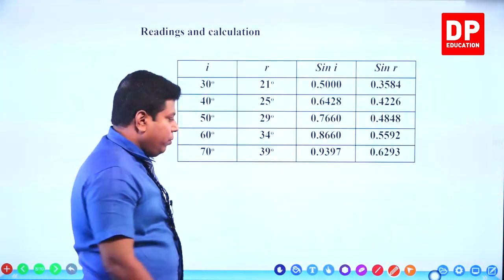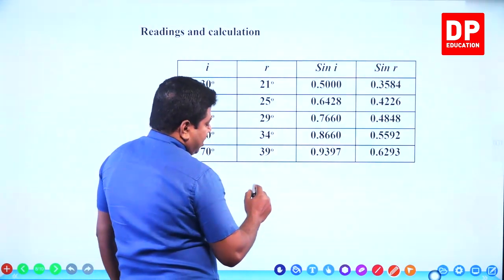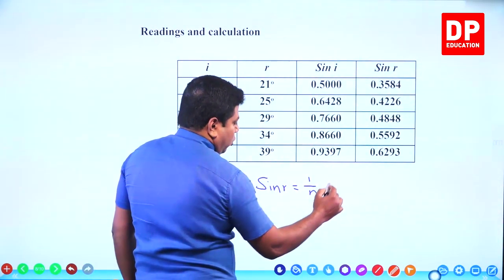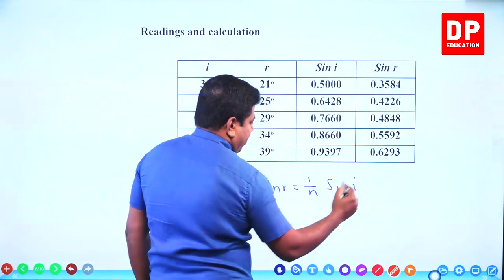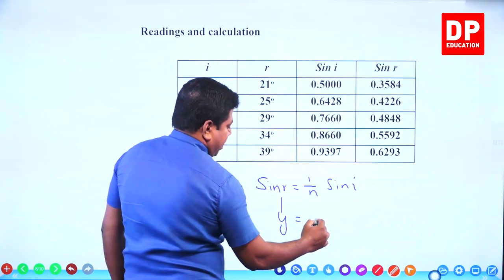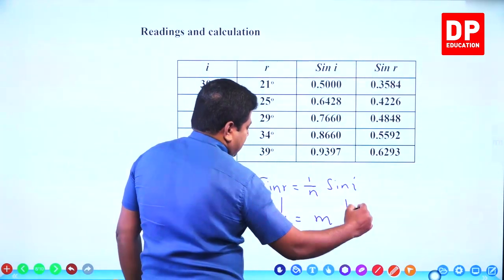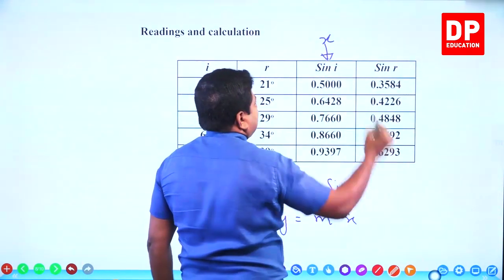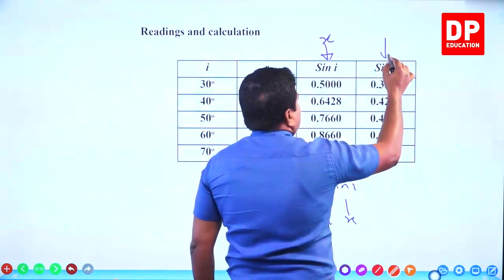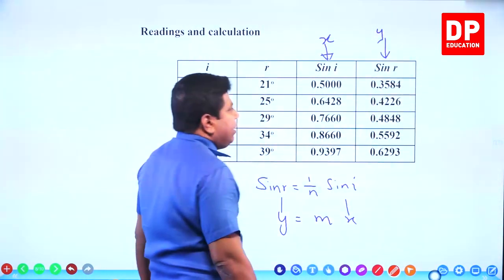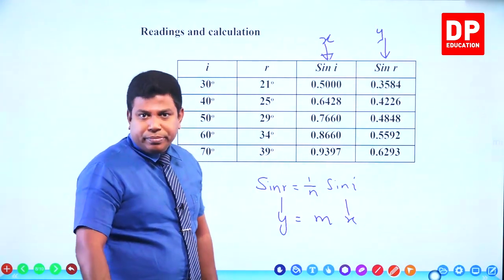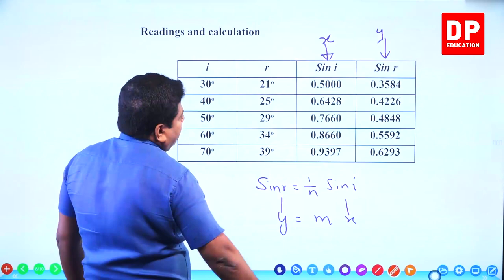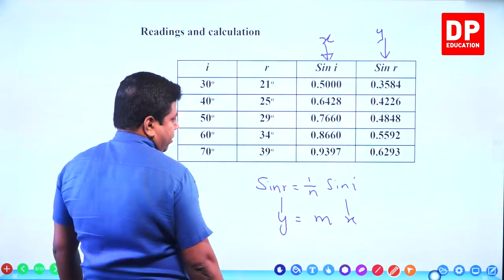Now, what are we going to do? Remember what I told you when I started this experiment? Sine R equals 1 over n sine I. Y equals mx. So we are going to take these values in our x-axis, these values in my y-axis, and draw the graph. So let's see how we can draw the graph.